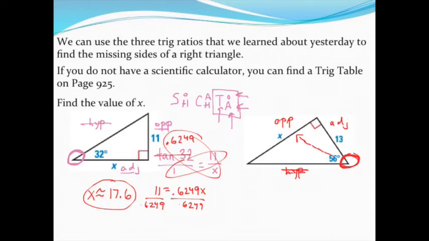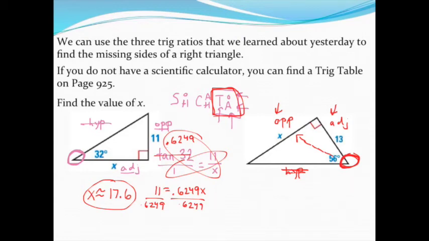Look at SOHCAHTOA and figure out what part of SOHCAHTOA we need to use. I'm working with the opposite side, and I'm working with the adjacent side. So find the part of SOHCAHTOA that uses O and A. And again, you're going to see that, well, it's tangent one more time. Tangent has the O and tangent has the A in it, so I'm working with tangent.